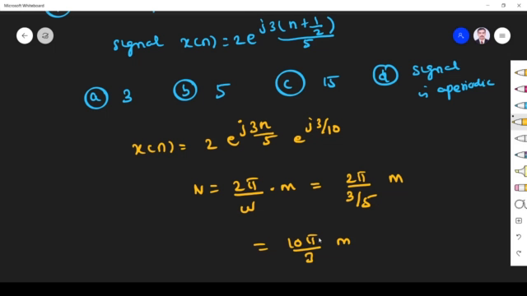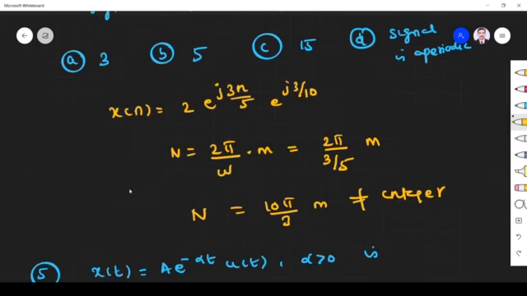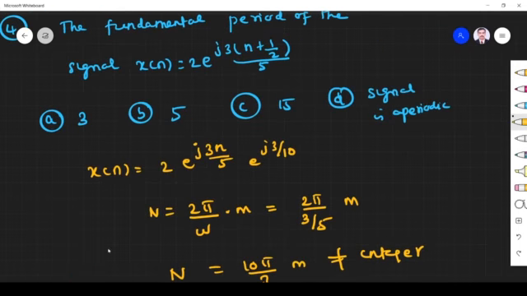If you substitute any integer also, the n value will not become an integer, right? So that is, it is not a rational number. Otherwise it won't become rational. I can write it is not a rational number. So for periodic, n should be a rational number. Since n is not a rational number, the signal is aperiodic. So for an aperiodic signal, we cannot find a period. So the answer is option D.